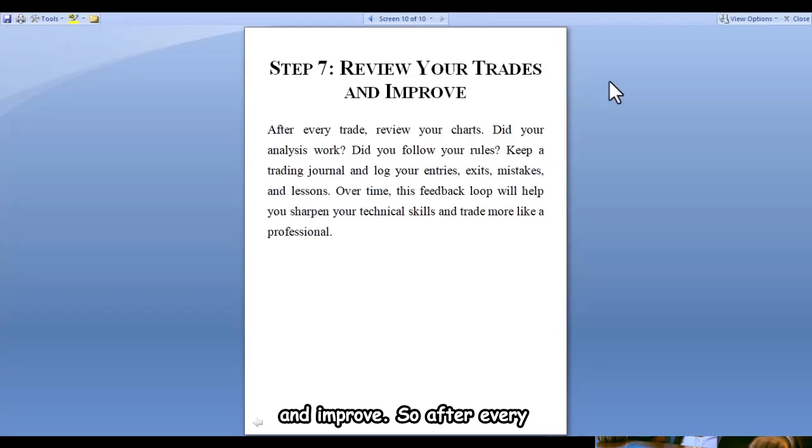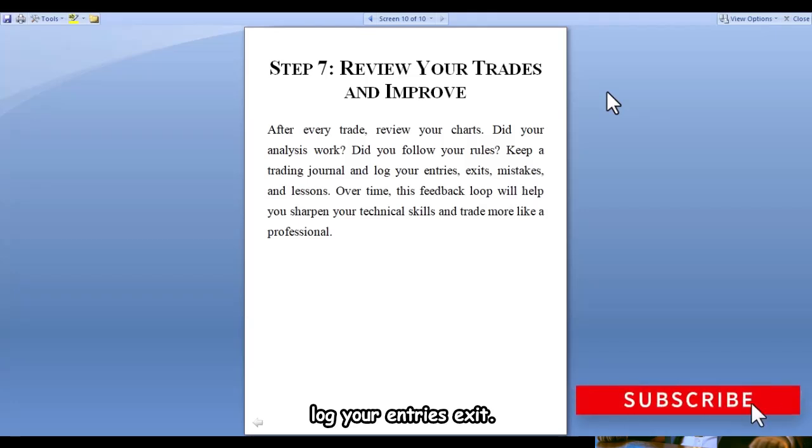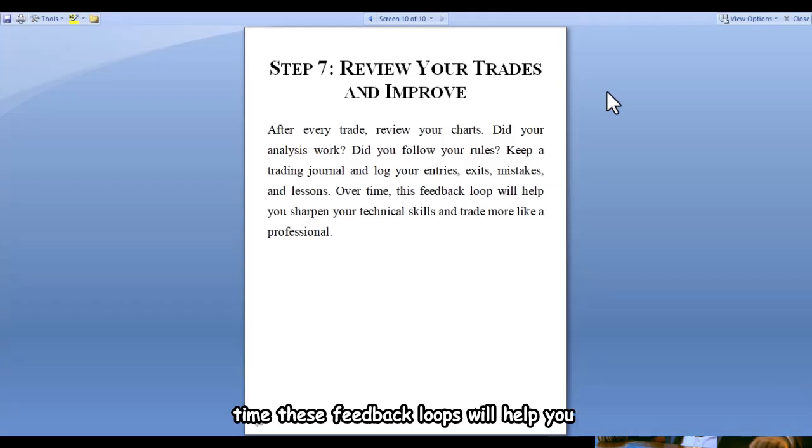After every trade, review your chart. Did your analysis work? Did you follow your rules? Keep a trading journal and log your entries, exits, mistakes, and lessons. Over time, these feedback loops will help you sharpen your technical skills and trade more like a professional.